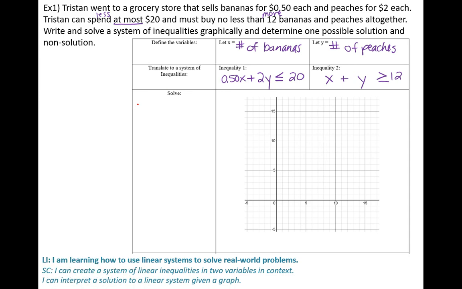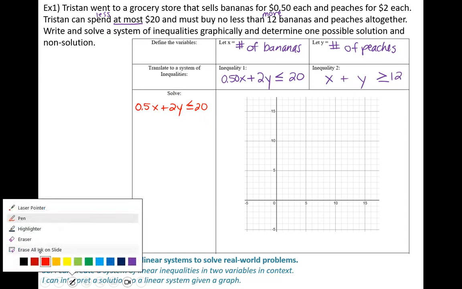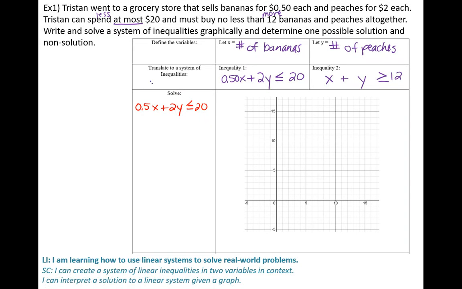So the first inequality I'm going to rewrite on the side here, 0.5x plus 2y less than or equal to 20. And I'm going to go ahead and solve this for y, putting it into good old slope-intercept form. I'm just going to jot that down for a reminder. y equals mx plus b. So I'm going to use that as a reference here.